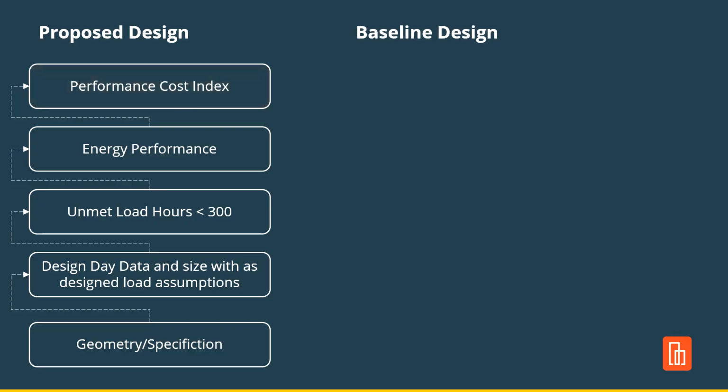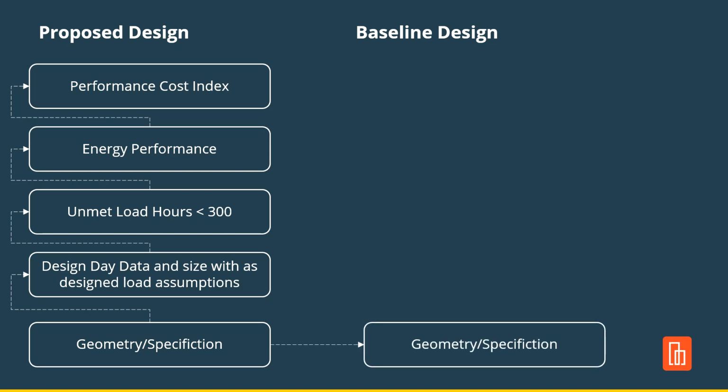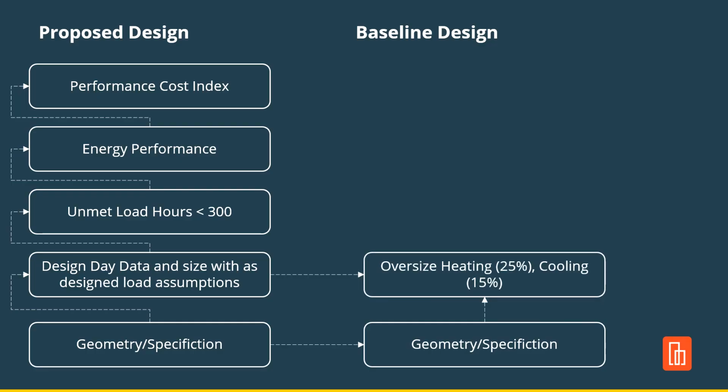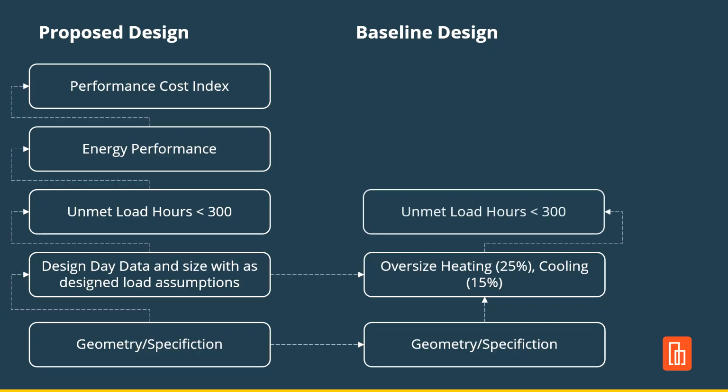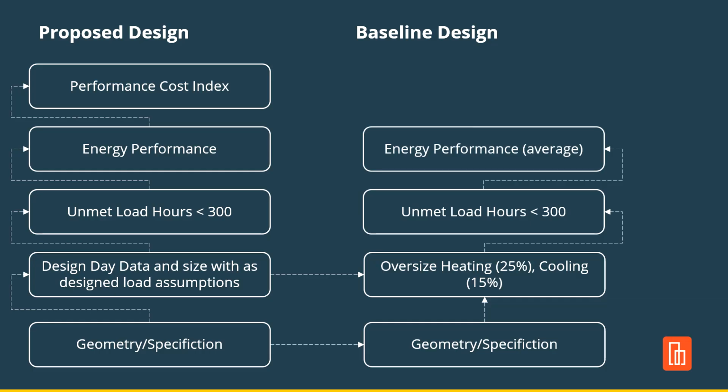Now, where the PNNL measure comes in that I mentioned earlier is the fact that the baseline is effectively automated in the process. We get the geometry specification and we create a baseline. We oversize based on the proposed design information. We then have our unmet hours. Of course, we're down below 300 again. And then we have to spin the building 4 times and get the average energy performance in order to get that second part of the equation for the performance cost index. So there's a lot going on here, but again, it can be processed pretty quickly.